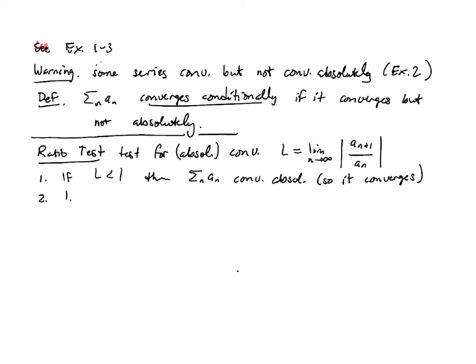On the other hand, if that limit is strictly greater than 1, then the series that we're looking at actually diverges. So if that limit of the absolute value of the ratio is less than 1, then it converges, and if that limit is greater than 1, then it diverges. In the middle case, if L equals 1, and here you have to be very, very careful, in that case, the ratio test is inconclusive.